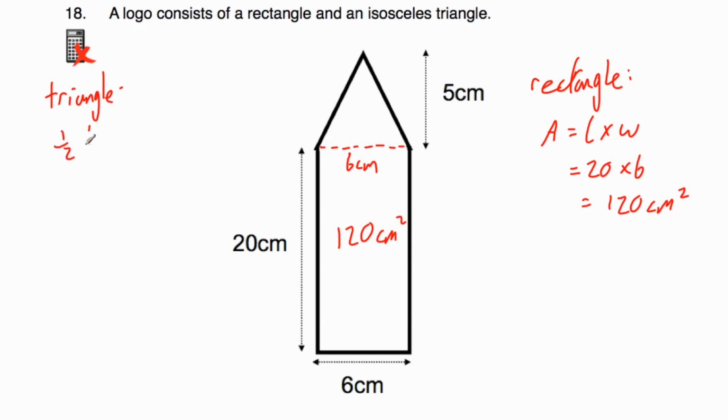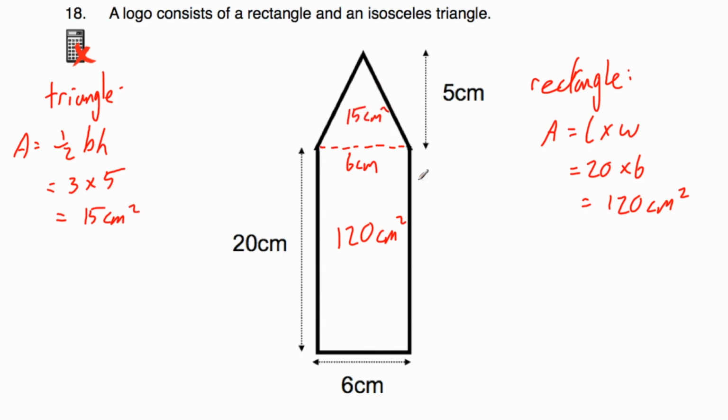So we're going to do half the base times the height to get the area of the triangle. Half of 6 is 3, and then 3 times 5 is equal to our area. So half the base times the height, 3 times 5, is equal to 15 centimeters squared. So the area of this triangle is 15 centimeters squared.